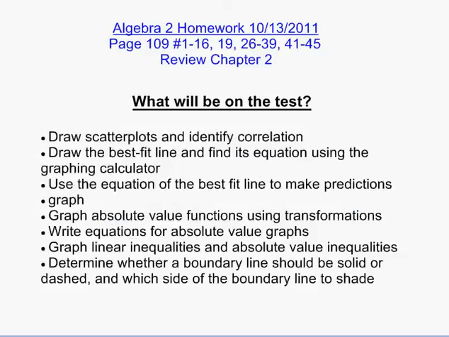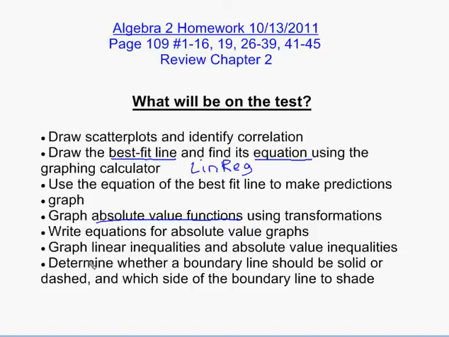All right, and then the last part, you're going to have to be able to draw scatter plots and identify correlation, do the best fit line equation using the calculator, that's the lin reg. Use the equation of the best fit line to make predictions. That's just where you plug the x back into the equation you found. Graph absolute value functions using transformations. That's what we did earlier. Write equations for absolute value graphs. We did that in an earlier video too.